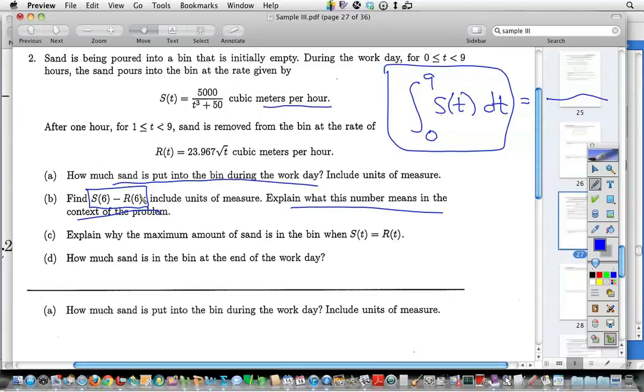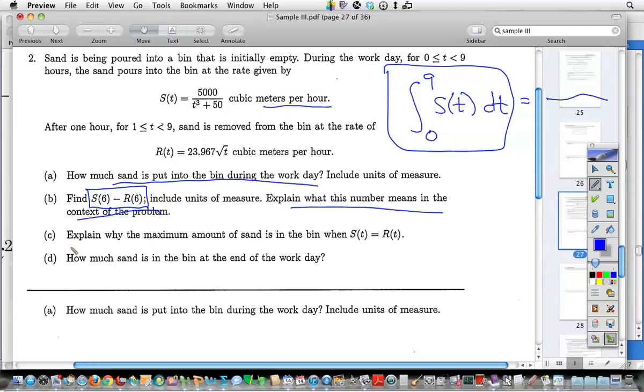Depends which one's bigger, right? Which, of course, makes sense. If S is bigger, then that will be a positive number. It's increasing. The amount of sand is increasing. If R is a bigger number, that value there in the box will be negative. And so, therefore, the amount of sand will be decreasing.